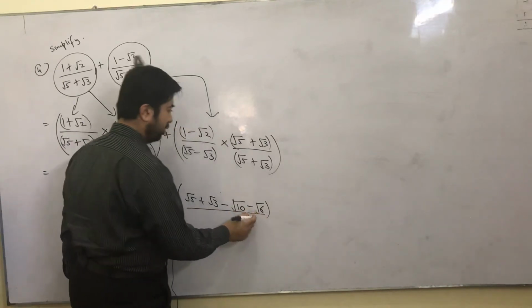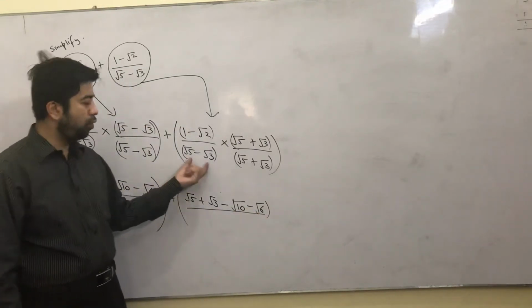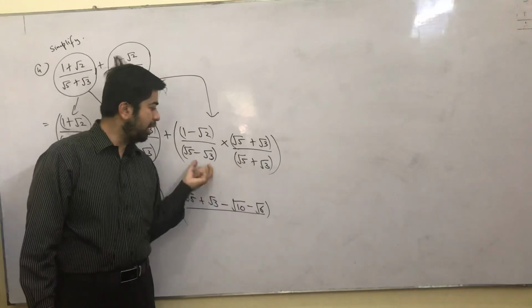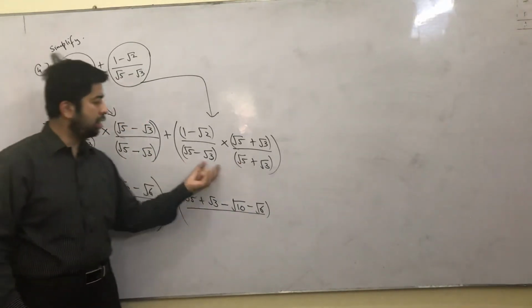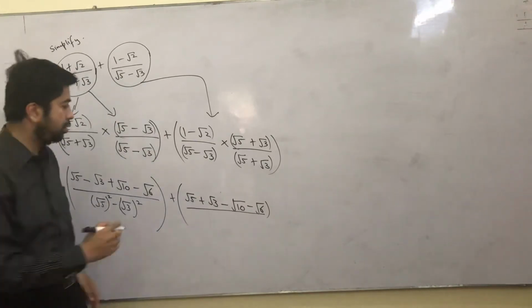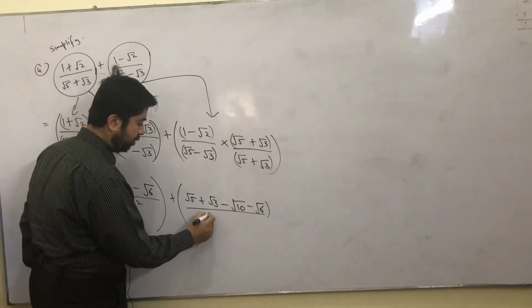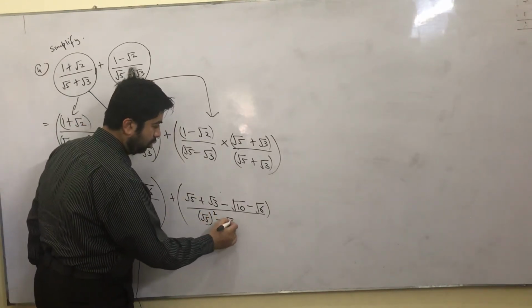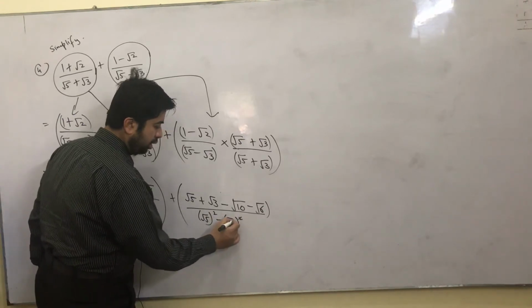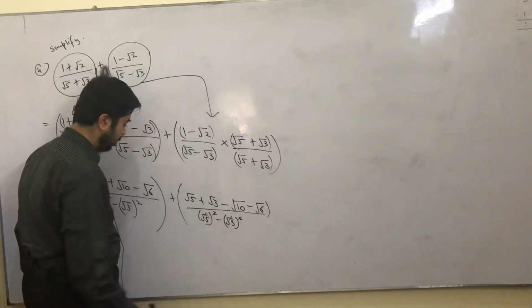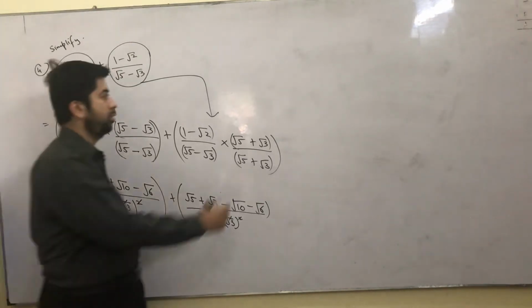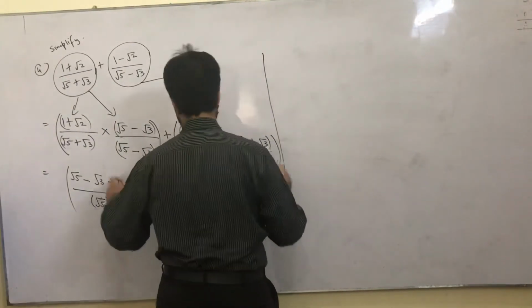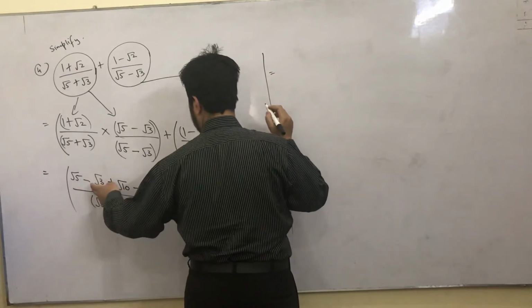And in the denominator, again, square root 5 minus square root 3, a minus b and a plus b, same is the situation. A minus b into a plus b, meaning a square minus b square, like square root 5 square minus square root 3 square. Square is cancelled with this square root, square is cancelled with this square root, same is the thing here. So now it will be square root 5 minus square root 3.